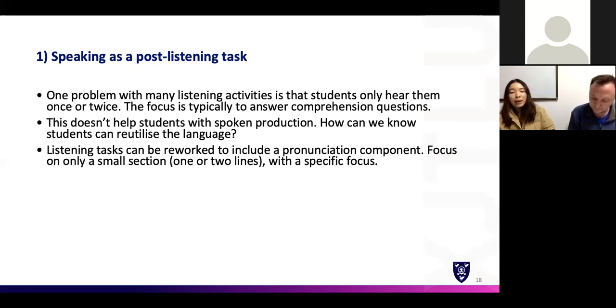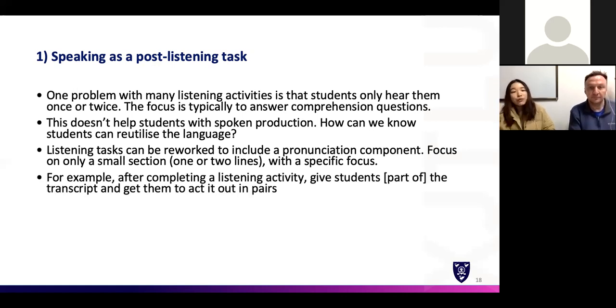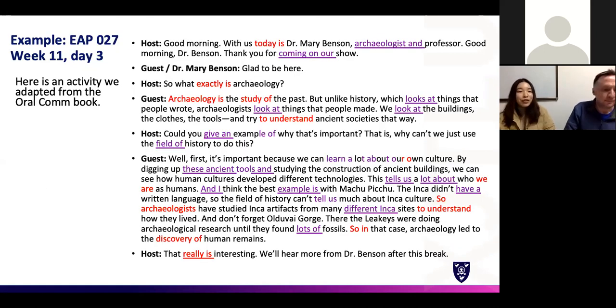For example, you can focus on only a very small section, one or two lines, with a specific focus. When you complete a listening activity, you can simply give students part of the transcript, or all of the transcript, your choice, and get them to act it out in pairs. Students usually like this, I feel, especially extrovert learners, and these kinds of students can usually activate the atmosphere in the classroom. So it's quite nice.